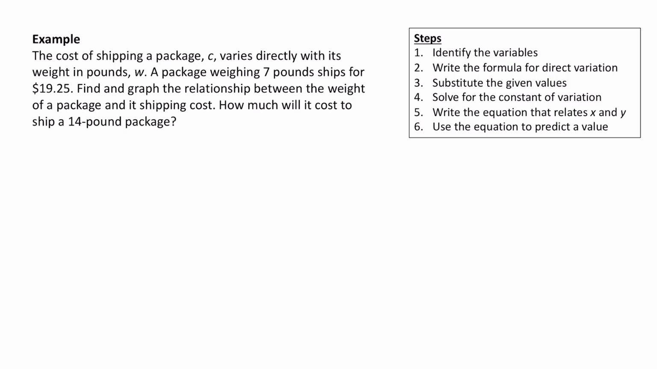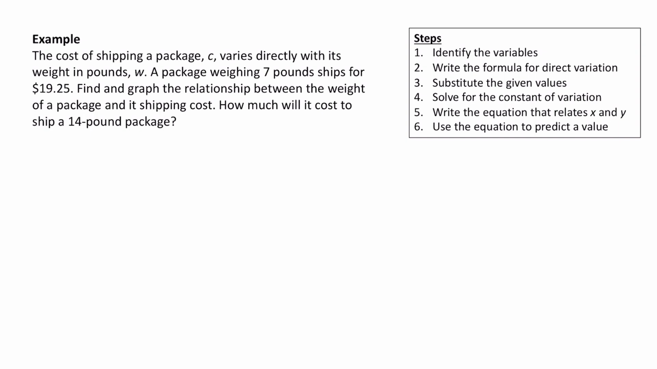So let's look at some examples. It says that the cost of shipping a package C varies directly with its weight in pounds W. A package weighing 7 pounds ships for $19.25. Find and graph the relationship between the weight of a package and its shipping cost. How much will it cost to ship a 14-pound package?